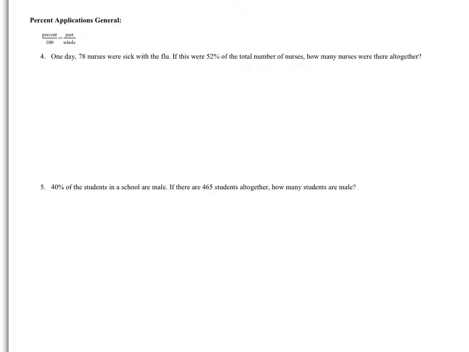So in number 4, we're told that one day 78 nurses were out sick with the flu. If this were 52% of the total number of nurses, how many nurses were there altogether? So we start this out, percent over 100. We're given 52% of the nurses were sick. And that 52% was the 78 nurses. So that is the part. So 78 nurses is our part.